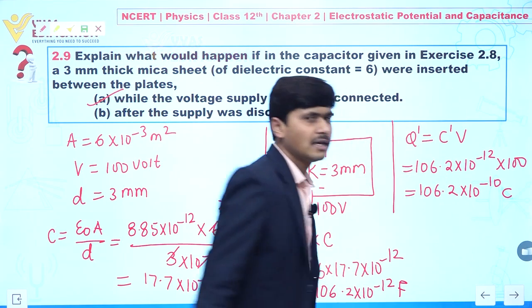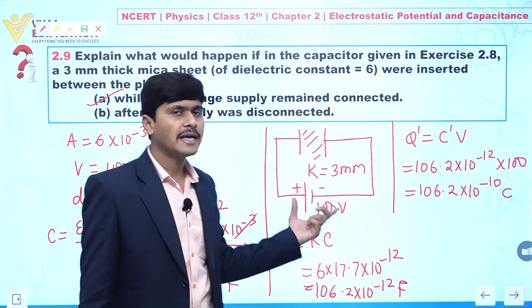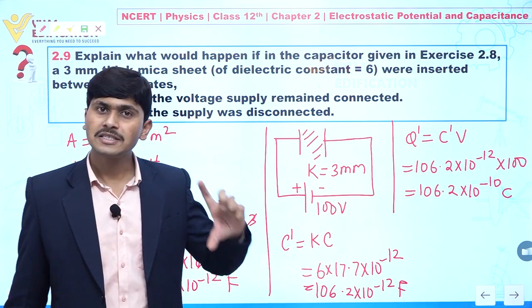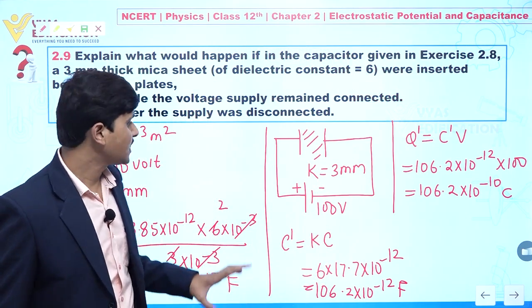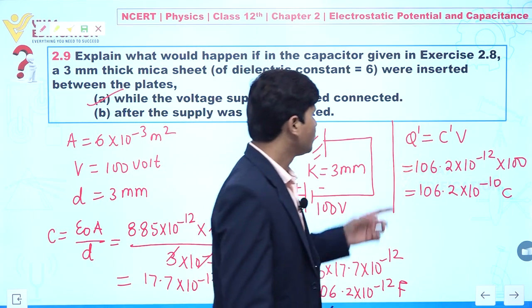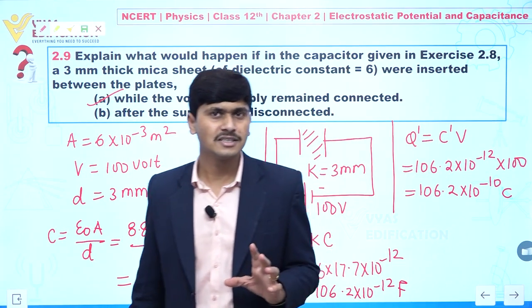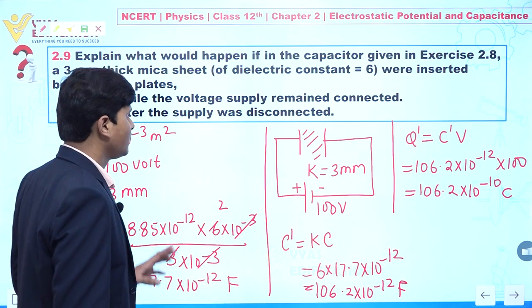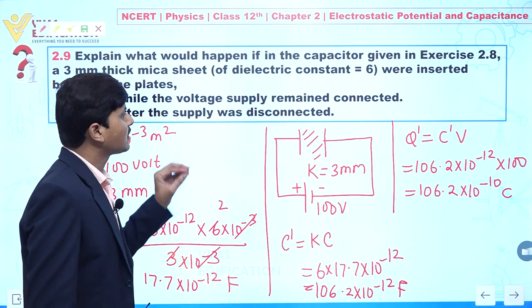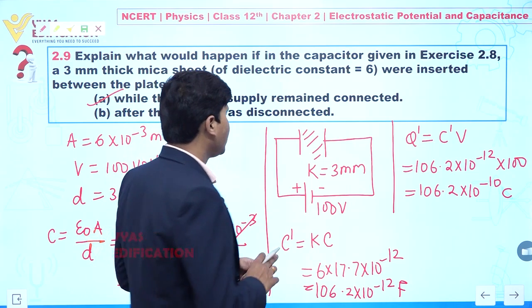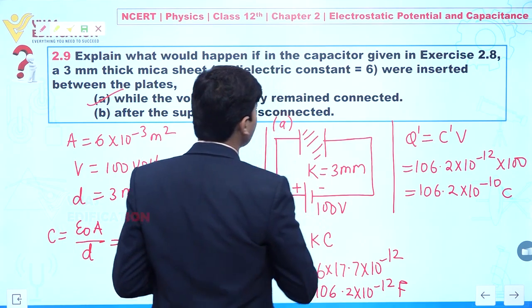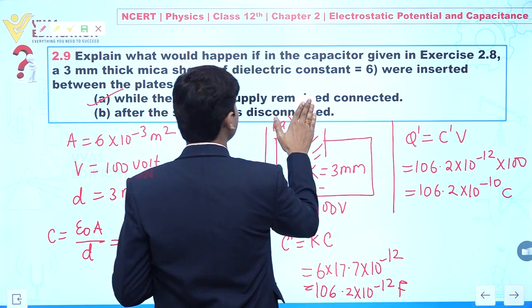It means that when the battery remains connected, the potential remains the same, but the value of capacitance increases and the value of charge also increases. Clear to everyone? Yes. Now what will happen when the supply is disconnected? This was part A. Now we are going to discuss part B.